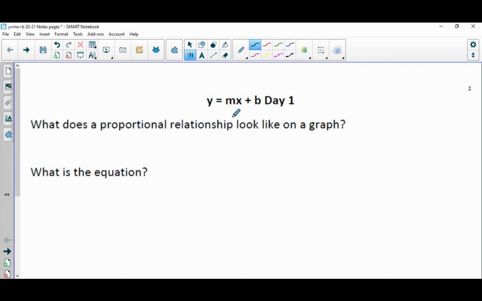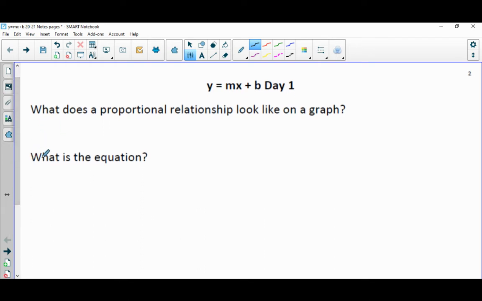All right, for this next part of our unit, we're going to be talking about y equals mx plus b, which is actually what we call our slope-intercept form of an equation. So we're going to start off today on page 2 in your notes packet with the y equals mx plus b day 1. So starting off, we're going to kind of reactivate some prior knowledge that we had here.